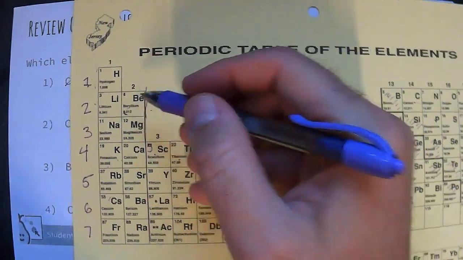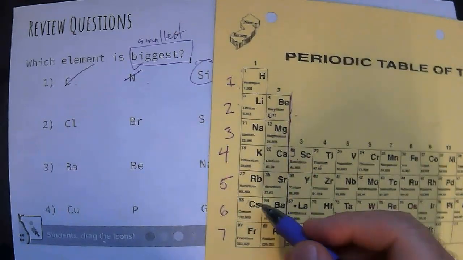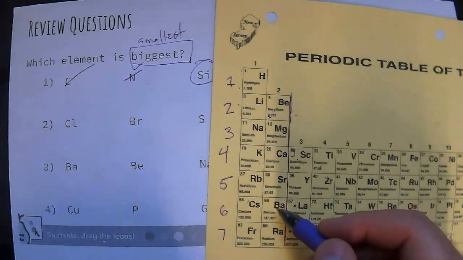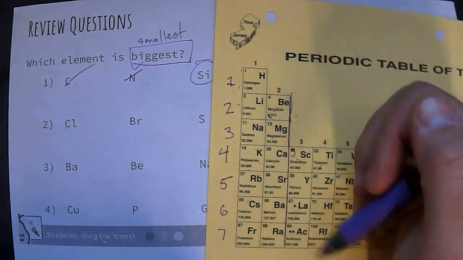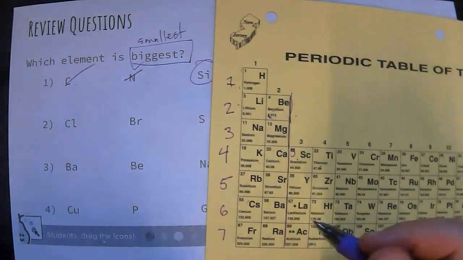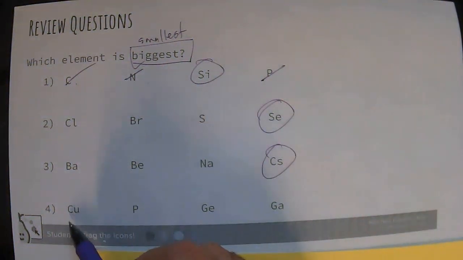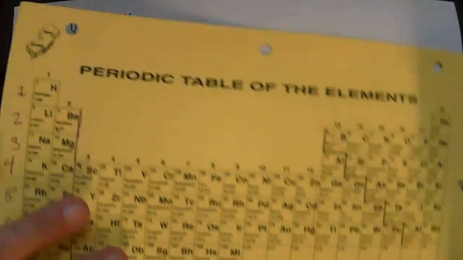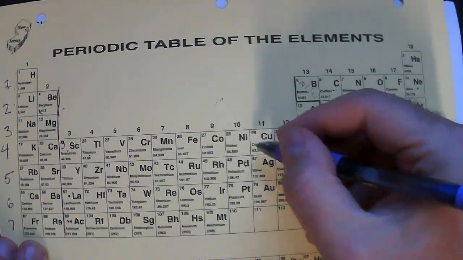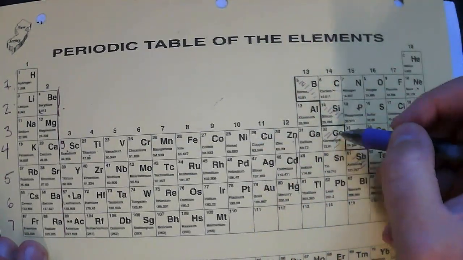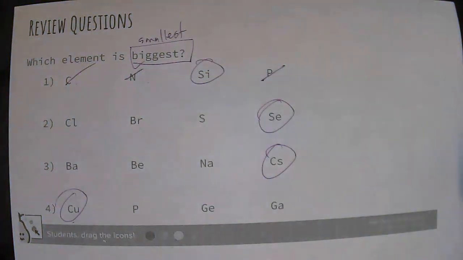Ba, Be, Na, Cs. So the choice is between Cs and Ba, and again, we want the one that's closest to francium. We want the one that's furthest down and most to the left, and so that's going to be Cs. And then Cu, P, Ge, Ga. Cu versus P, Cu is still it. Ge and Ga, Cu is still the furthest to the left.